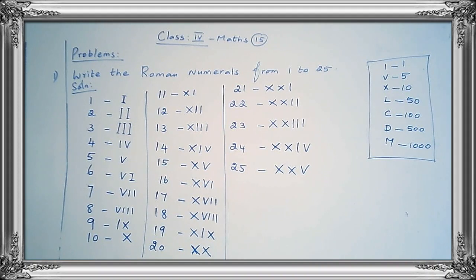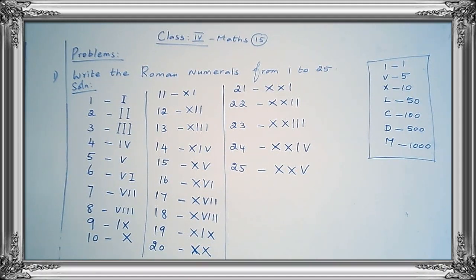Next 21. 21 can be written as 20 plus 1. 20 means XX, and 1 means I. So that's why 21 means XXI. Next 22.